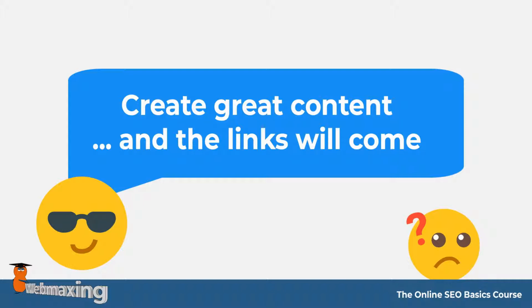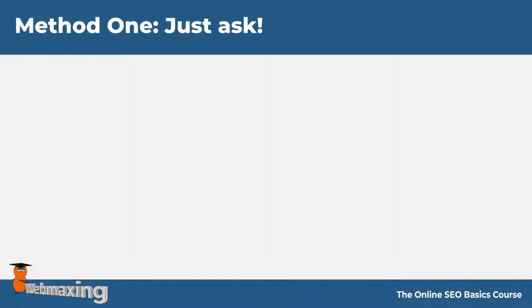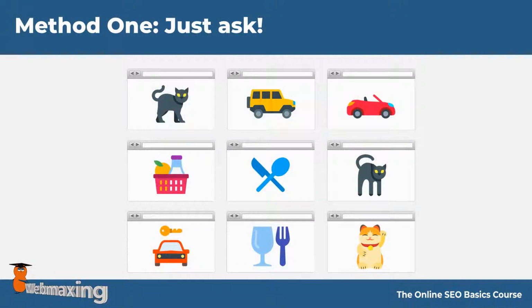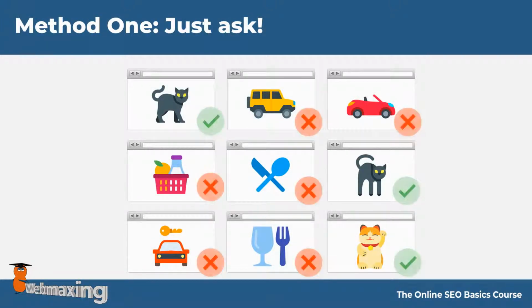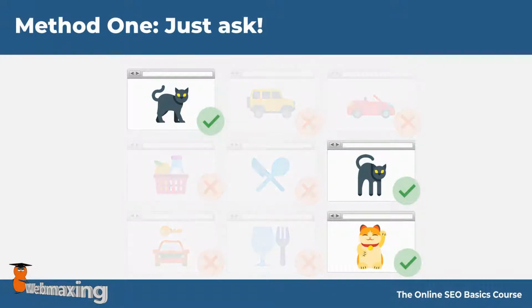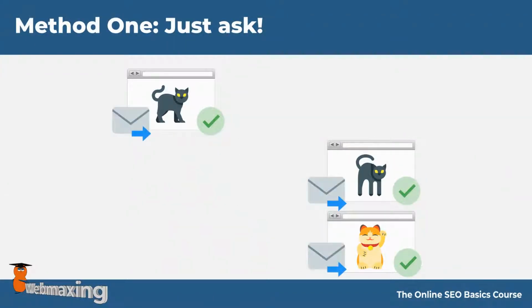Your content does need to be great. No one links to rubbish. But sometimes the process of gaining links needs a little help. There are many methods, but as this is a basic course, we'll just touch on two of the most popular. Method 1, just ask. You could, for example, carefully research related websites where you truly believe adding a link to your content would benefit the webmaster's readers, and reach out to them.